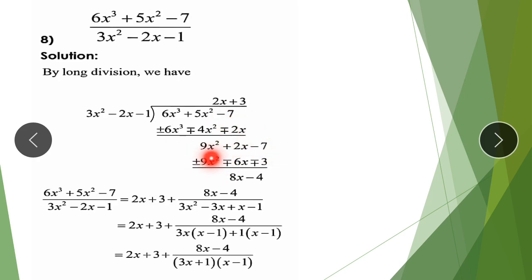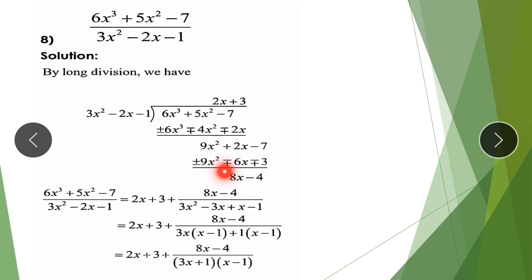Now again we can see that the degree of this expression is square and the degree of this is also a square. It means again it is an improper fraction. We have to reduce this. So again the division is possible. So 3's are 9 x square, so we will multiply this with 3. 3 3's are 9 square, 3 2's are 6 and 3 1 is 3.